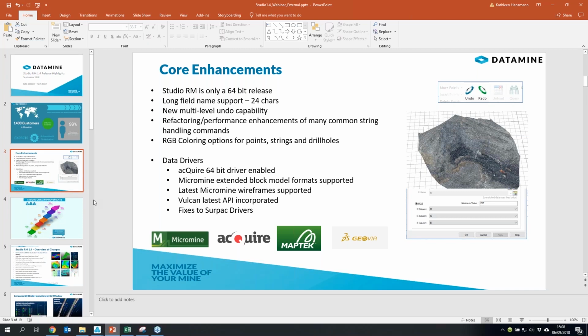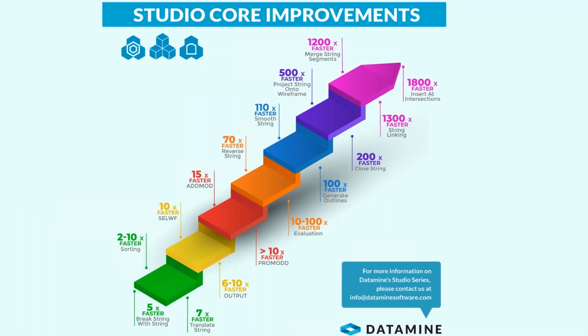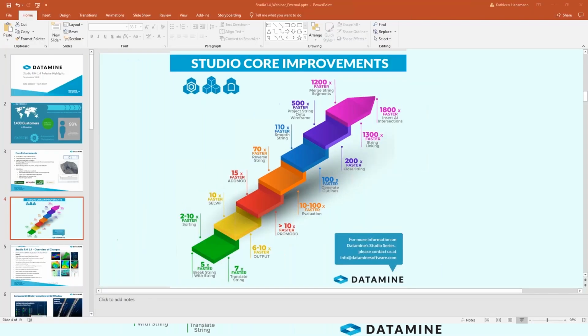Okay, here's a quick slide of some of the speed improvements. These speed improvements are since the first version of Studio RM, but you can see there's really some massive improvements to some of the core processes like your ADDMOD, your CELLWF, and some of the interactive processes like your generate outlines and merge selected strings.